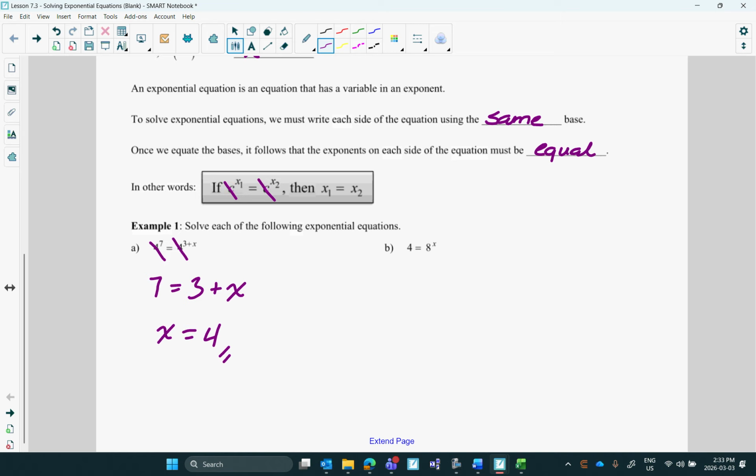I have to write them as powers. Can I write them both that way? Right now, this has a base of 8. This has a base of 4 because it's the same as 4 to the power of 2. So, how do I write 4 as a power with base 2? 2 squared. And 8 is 2 cubed. Remembering that we still have to raise that to the x. That's important.